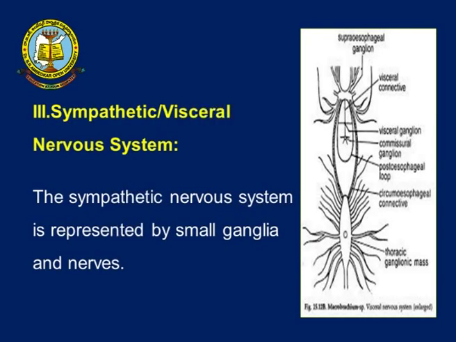Now, what is a sympathetic nervous system over here? The sympathetic nervous system is represented by small ganglia and the nerves over there. So, this is the one around the visceral supraesophageal connective. You have those circumesophageal connectives, you have those ganglia that are present over there.